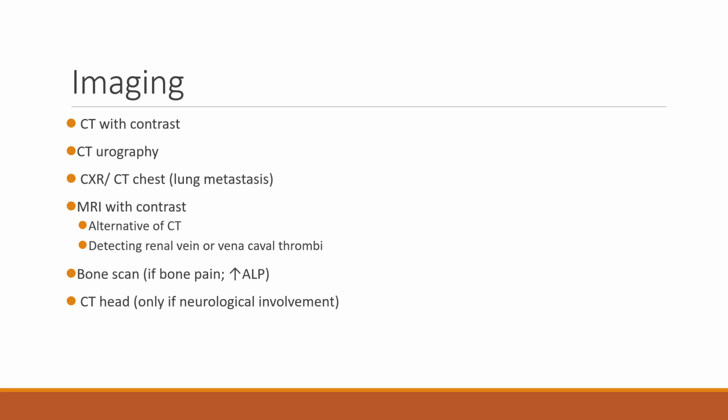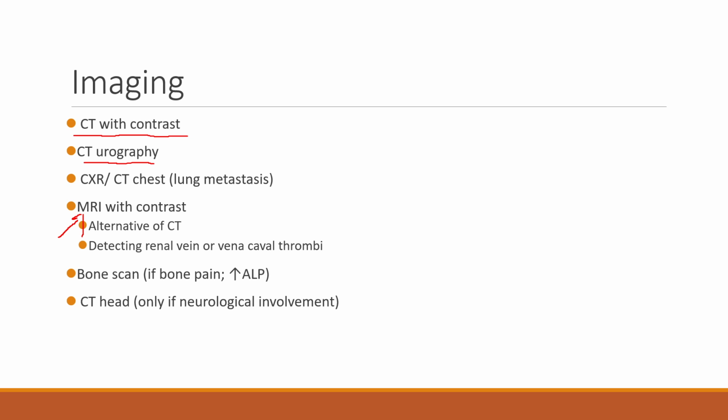The initial and gold standard is the CT with contrast. The other one is CT angiography. But if the patient cannot take CT, the alternative is MRI. Even though MRI is expensive and time consuming, the advantage of it is that it can detect renal vein or renal vena cava thrombi. So what if there's not a cancer, there's not a tumor, but there's a thrombosis there? You may order MRI to check on it.